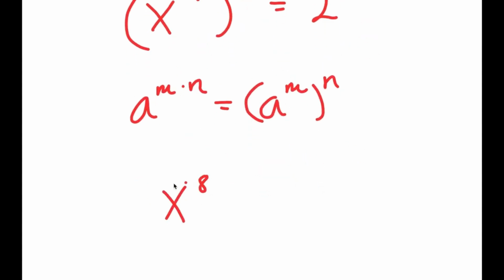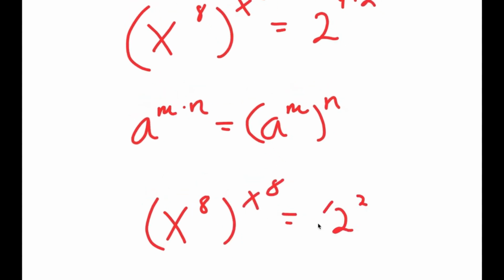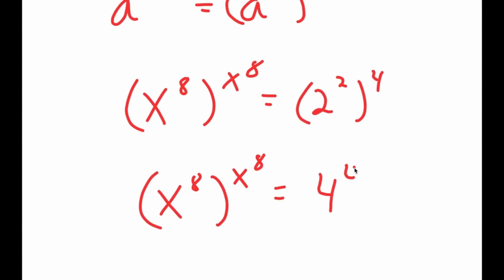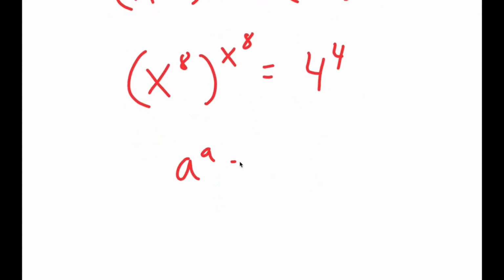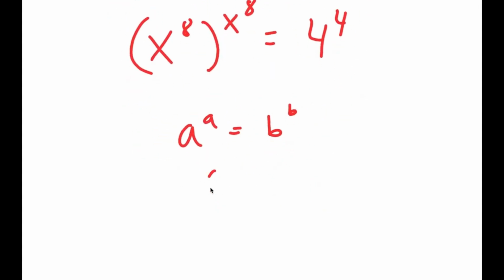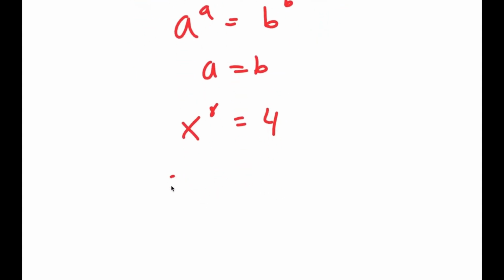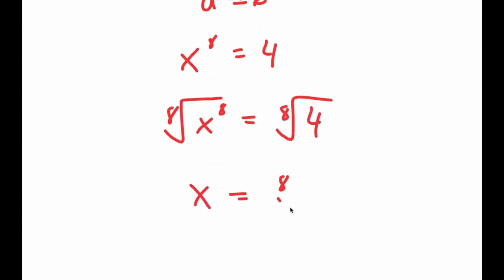So this turns into x to the power of 8 to the power of x to the power of 8 is equal to 2 squared to the power of 4, meaning x to the power of 8 to the power of x to the power of 8 is equal to 4 to the power of 4. And because this is in the form a to the power of a is equal to b to the power of b, this means that a is equal to b. So x to the power of 8 is equal to 4. And if I take the 8th root on both sides, I get x is equal to the 8th root of 4.